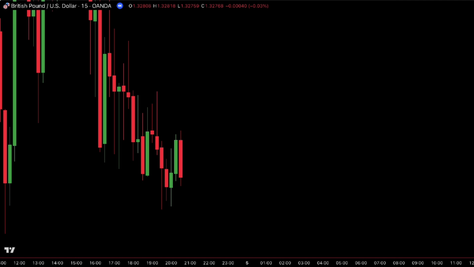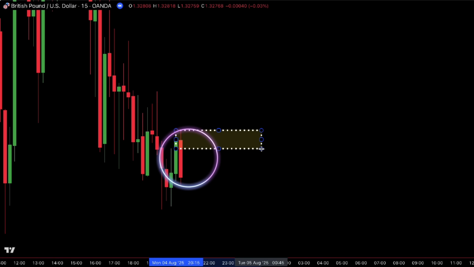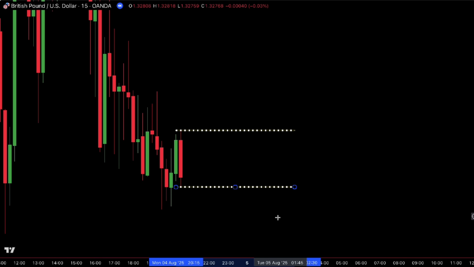Alright traders, let's switch gears and look at a scalping example using candle range theory. This time we're on the British pound against the US dollar 15-minute chart. So here's the setup. We spot this big candle that becomes our CRT candle. We draw the swing high and swing low. Those are now our key levels. The swing high is resistance, the swing low is support. Simple and clear. Now watch closely.